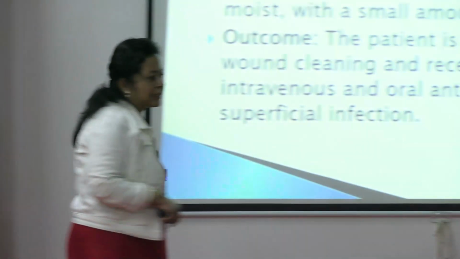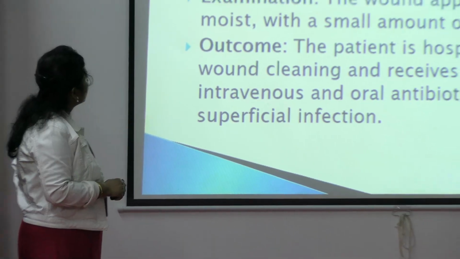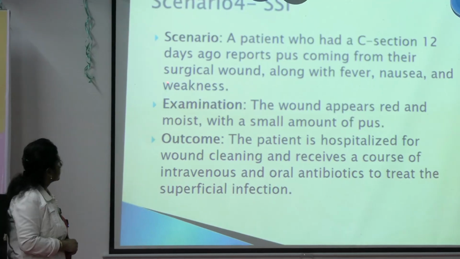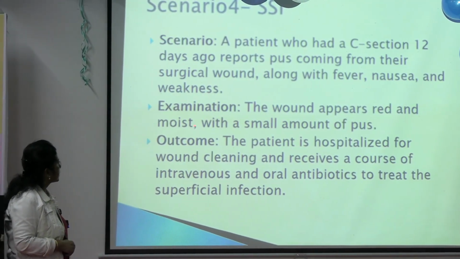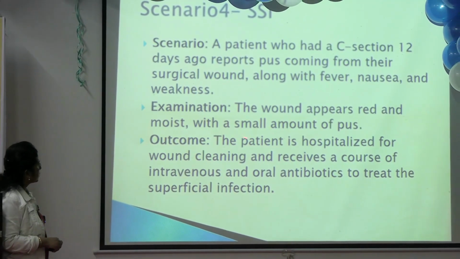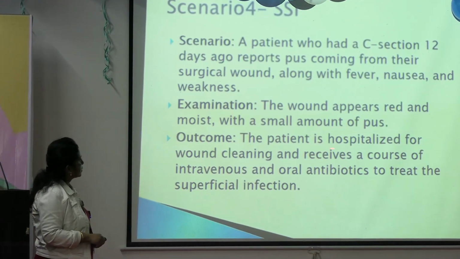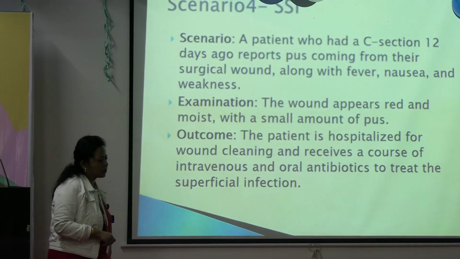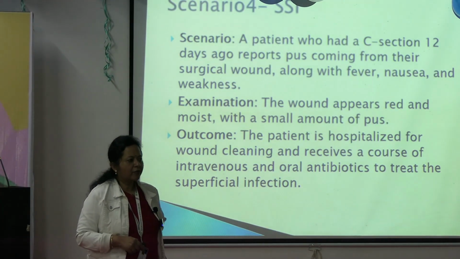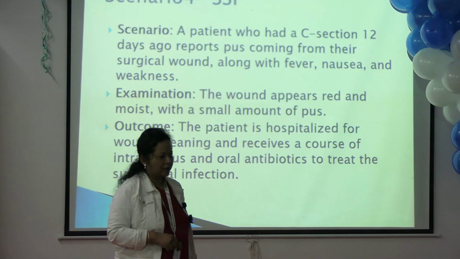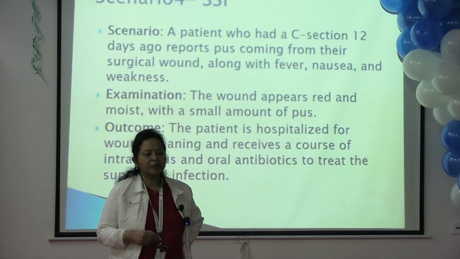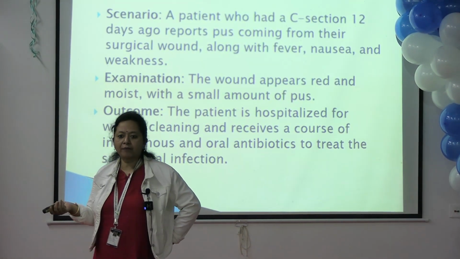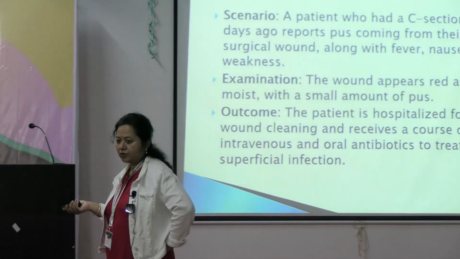Next is SSI, surgical site infection. So scenario, what is this? A patient who had a C-section 12 days ago reports pus coming from the surgical wound along with fever, nausea and weakness. Examination: the wound appears red and moist with a small amount of pus. Outcome: the patient is hospitalized for wound cleaning and receives a course of intravenous and oral antibiotics to treat the infection. What I told you, SSI for a surgeon is not okay. You understand? The surgeon, how good he is is judged from his outcomes, with how many successful surgeries he has done, right? So if his patient is landing up with an SSI, it is not okay for him.